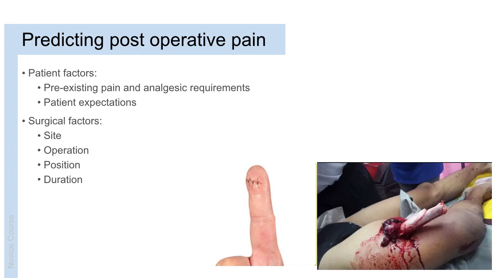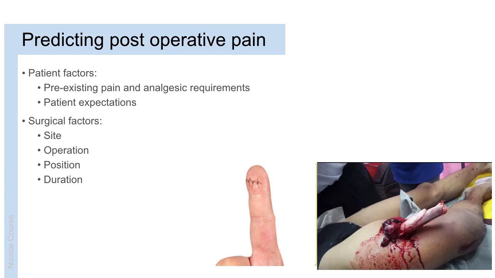And also, it is very important to consider a patient's expectation of pain severity post-operatively. It is our job as anaesthetists to ensure that patients are as prepared as possible for their operation, and this includes a realistic expectation of the pain afterwards. A few surgical factors to think about when trying to predict post-operative pain include the site of the operation and the operation itself. So the pictures in this slide illustrate some extremes, but clearly the injury on the right is going to need a very different analgesic strategy to the one on the left.